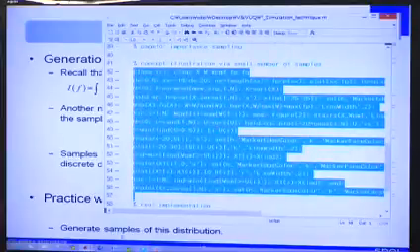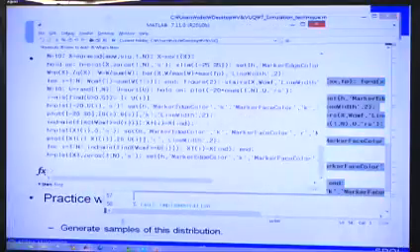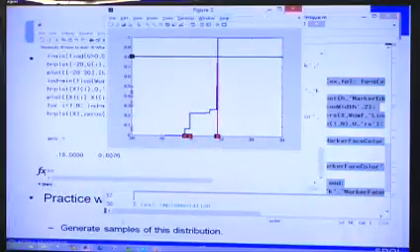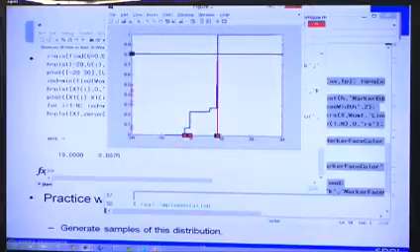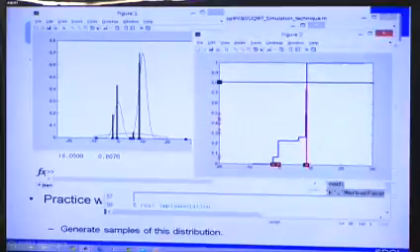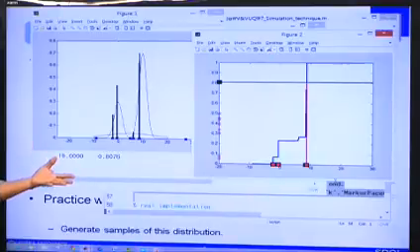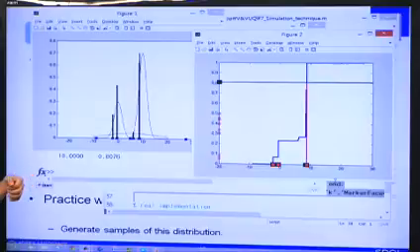I do this at once, not step by step. And what we get here is this figure. I am using a very small example, like 10 samples. In reality, it's like 10,000, but for the purpose of illustration, I am using only 10 numbers.